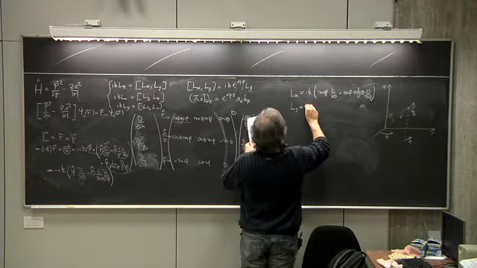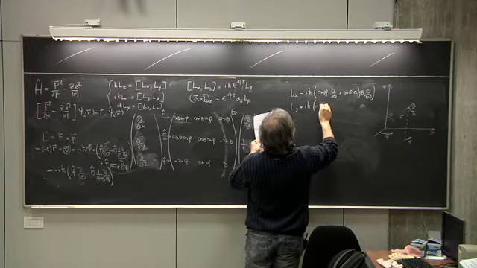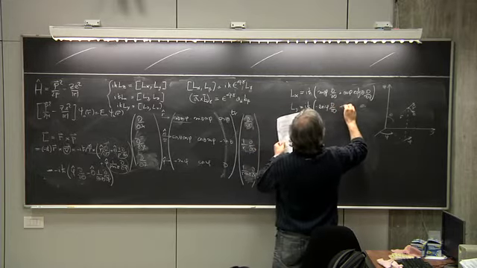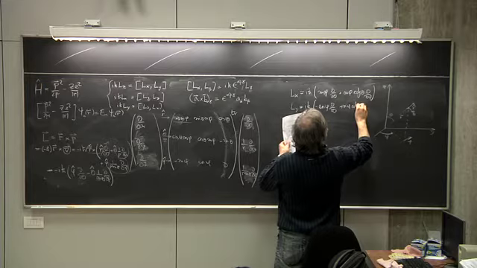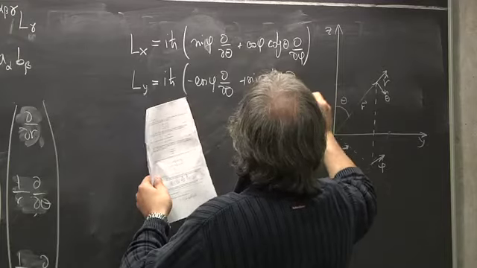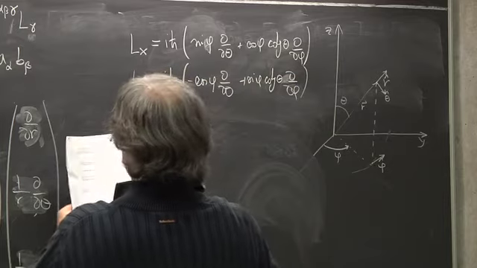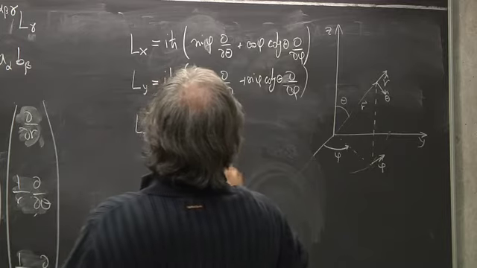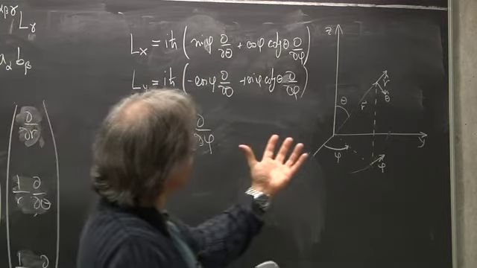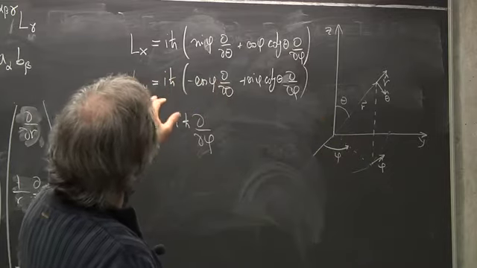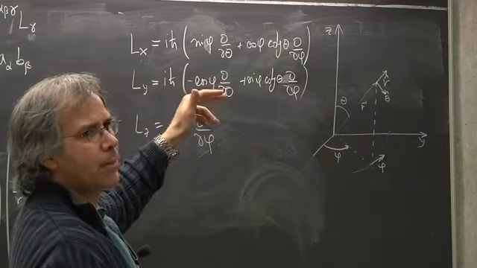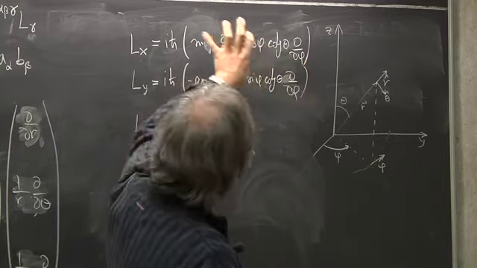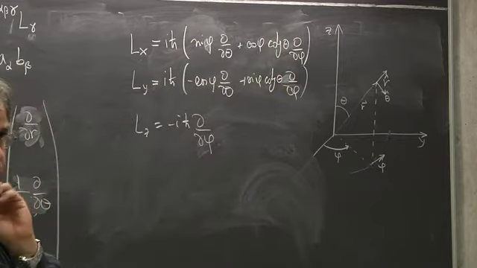Ly has a similar expression with slightly different ingredients. There is a cosine of phi, d in d theta, and here there's a sine of phi, and again a cotangent of theta, d in d phi. And the simplest one is Lz, okay, which is minus I h bar, the derivative with respect to phi. So Lz is just related to taking the derivative with respect to phi. Lx and Ly have fairly more complicated expressions involving derivatives with respect to theta and phi, both with trigonometric factors in front, okay?